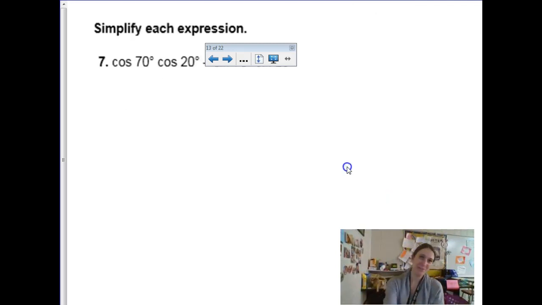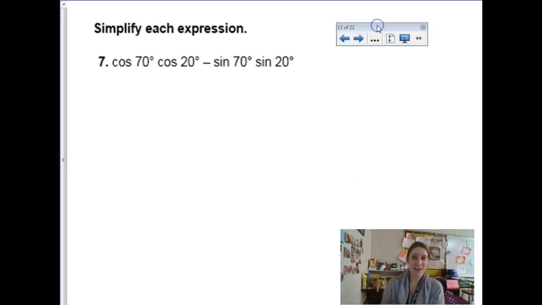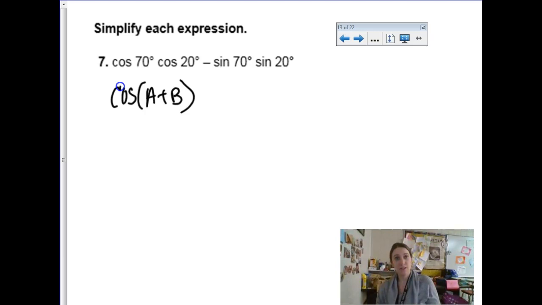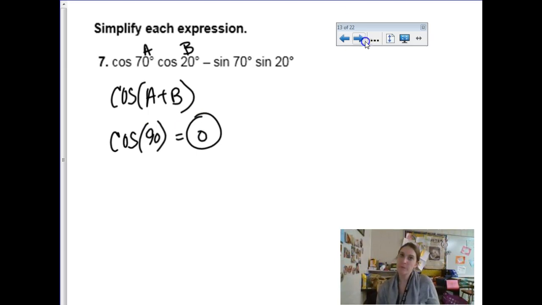Alright, so here we're simplifying, collapsing it back down into the singular expression. Cosine, sine is an expansion of the cosine sum formula. So here's my alpha, here's my beta, or A and B if you don't like the Greek letter. I'm writing English letters here. I'm over the Greek letters today. Alright, so alpha plus beta would be cosine at 90, which we know is a 0. Lovely.